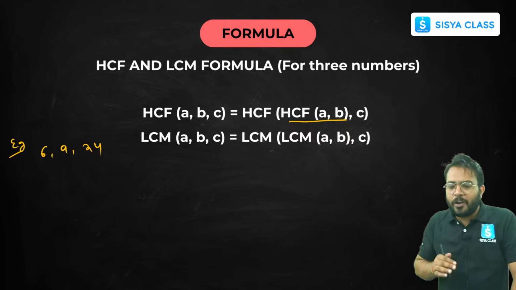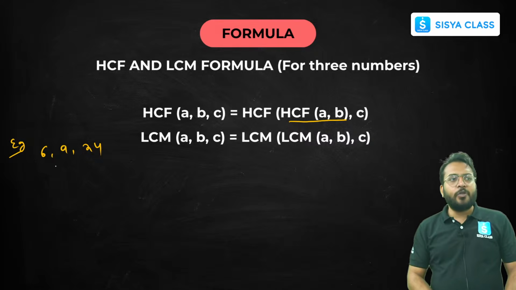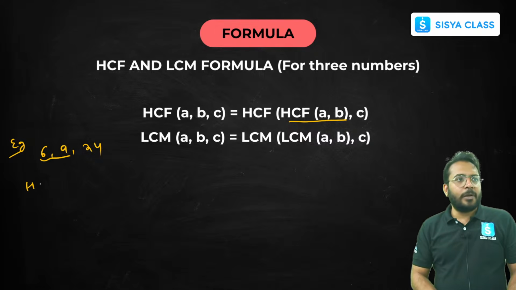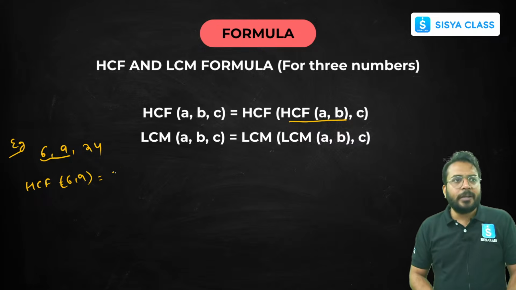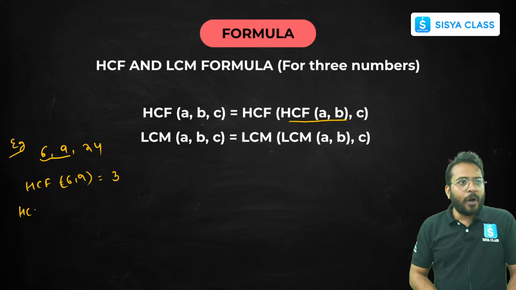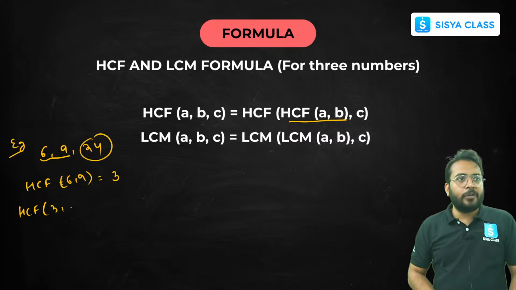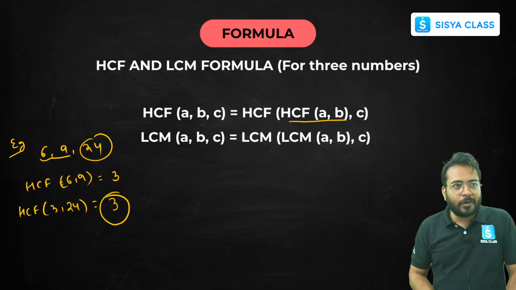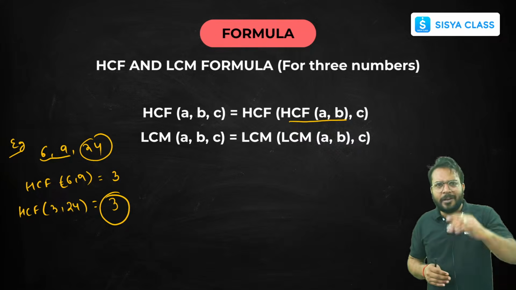If I need to find the HCF of 6, 9 and 24, what will I do? First of all, I am going to find the HCF of the first two numbers, 6 and 9. And we know the HCF of 6 and 9 is going to be 3. Now I am going to find the HCF of 3, the HCF which I got, and the third number, 24. So what is going to be the HCF of 3 and 24? It is going to be 3 itself. In this way, we can find the HCF of 3 numbers, or more than 3 numbers also.